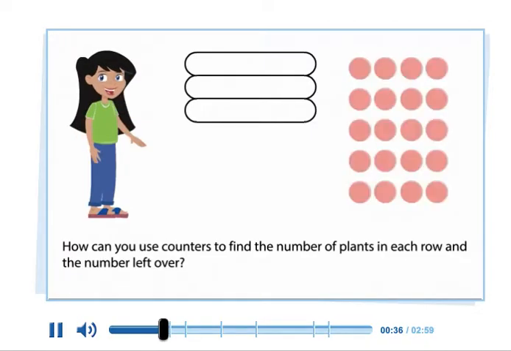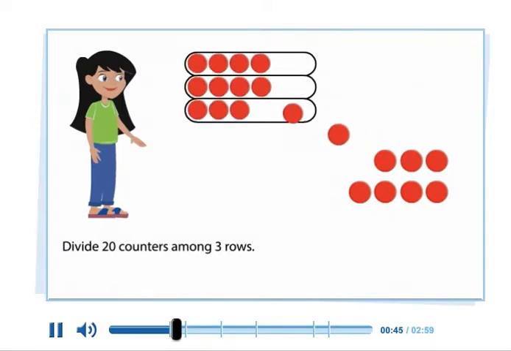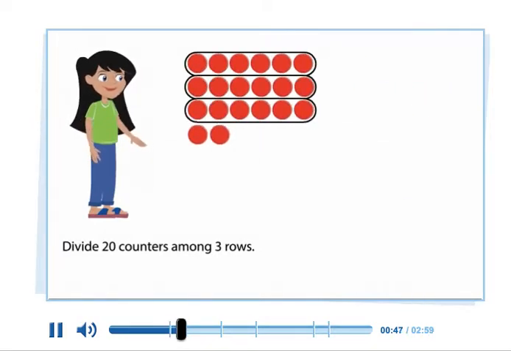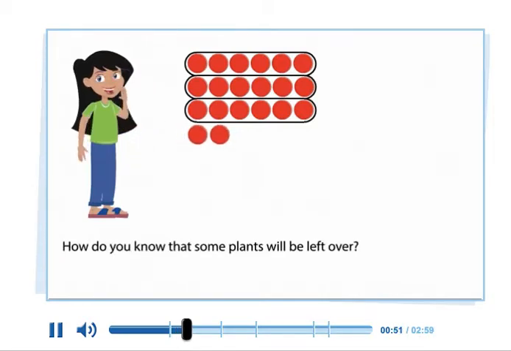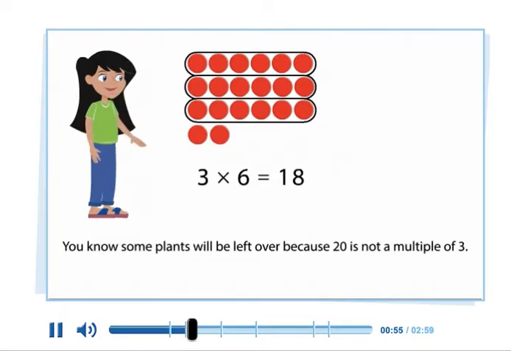How can you use counters to find the number of plants in each row and the number left over? Divide 20 counters among 3 rows. How do you know that some plants will be left over? You know some plants will be left over because 20 is not a multiple of 3.